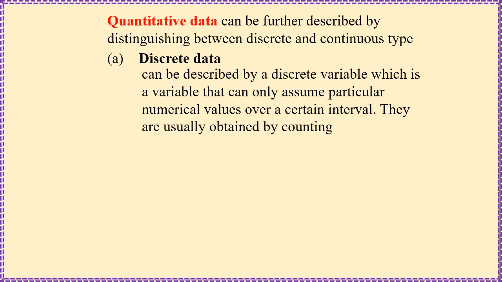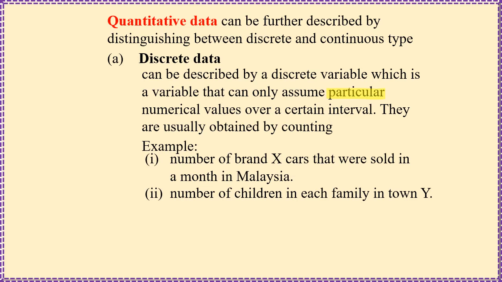So what does discrete mean? Discrete data can be described by a discrete variable, which is a variable that can only assume particular numerical values, or certain numerical values only over a certain interval. They are usually obtained by counting. So we can only count. Example, the number of brand X cars sold in a month in Malaysia. It can be 100, 1000 or 200 and so on. Another example is the number of children in each family in town. We can count as 1, 2, 3, 0 and so on.